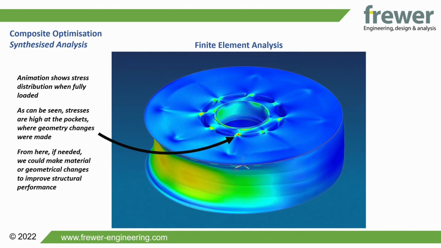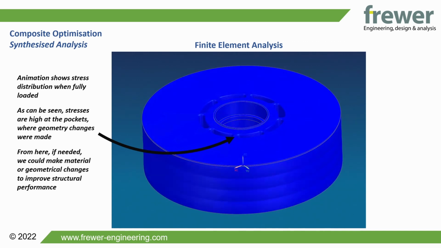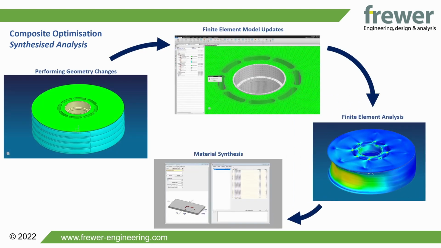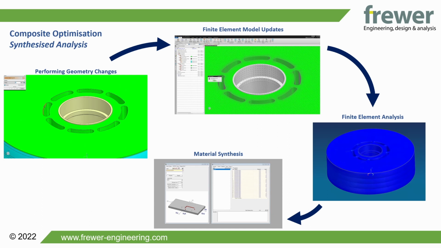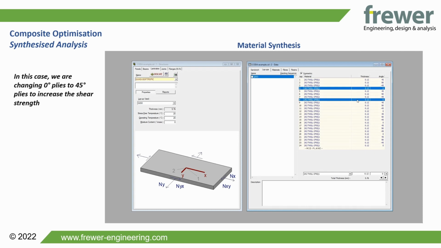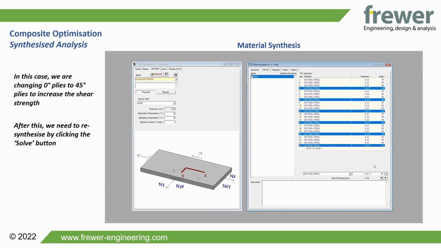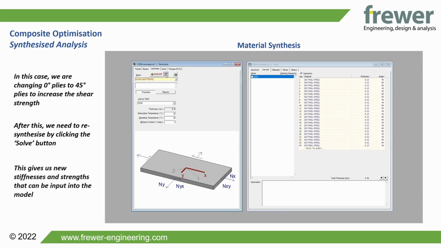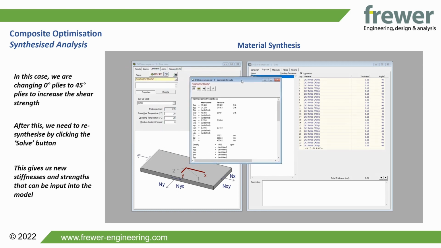Moving forward, we could either make more geometry changes, or, because this is composite, we could make layup modifications to improve the structural performance. In this case, we'll look at making changes to the layup and resynthesizing using composite layup design and analysis software. As the area of concern was high in shear stress, I'm changing the 0 degree plies to 45 degrees. After this is done, we simply click the solve button in the laminate module, which synthesizes the stack, giving us new stiffnesses and strengths. These can then be reapplied in the FE model.